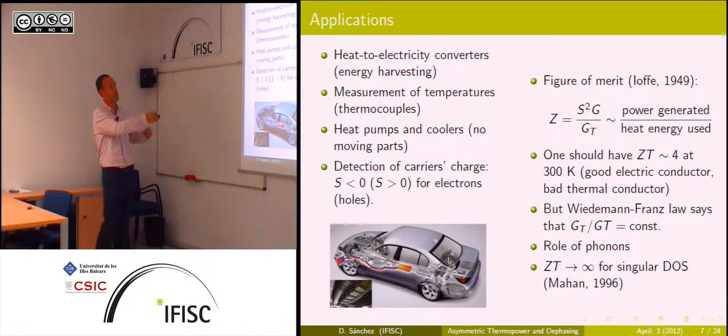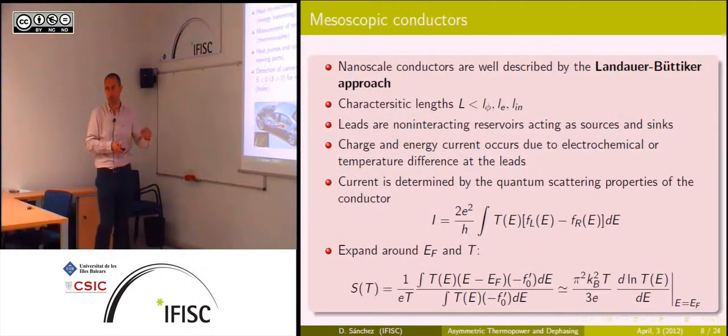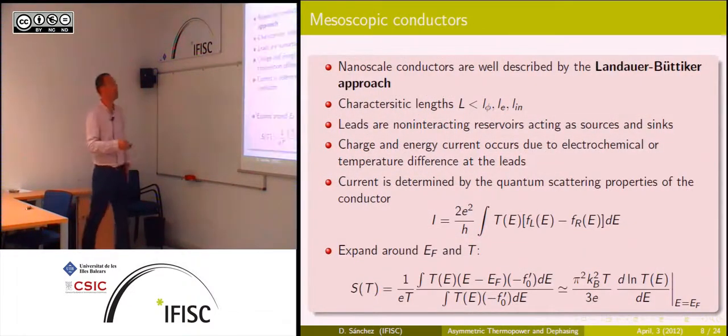Because these factors here depend on temperature. Okay, maybe later. So that was the motivation to introduce mesoscopic conductors. We follow the Landauer-Büttiker approach. In this approach, the typical length associated with quantum conductors is the smallest of all the lengths.